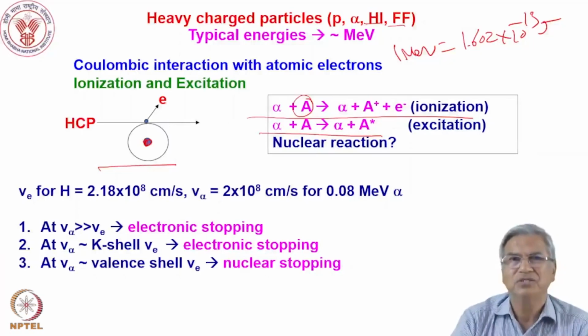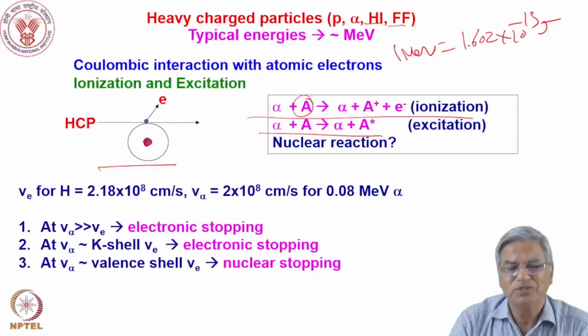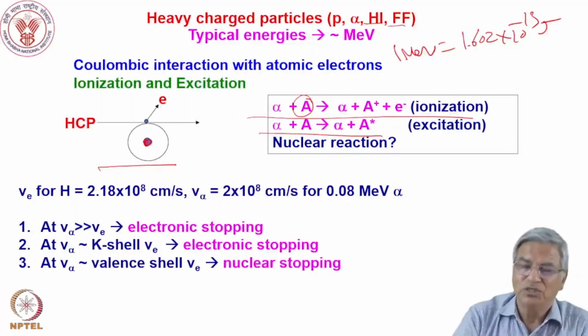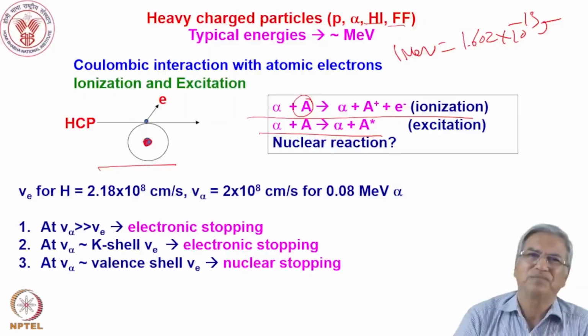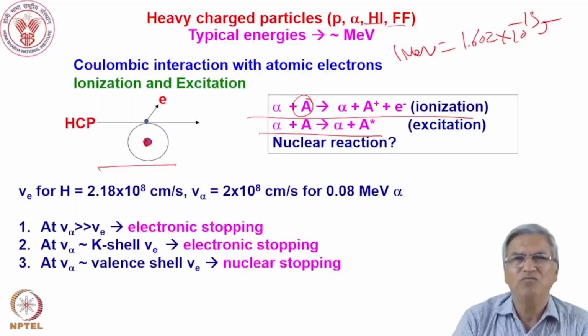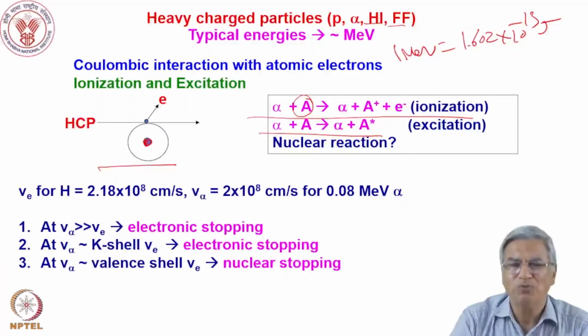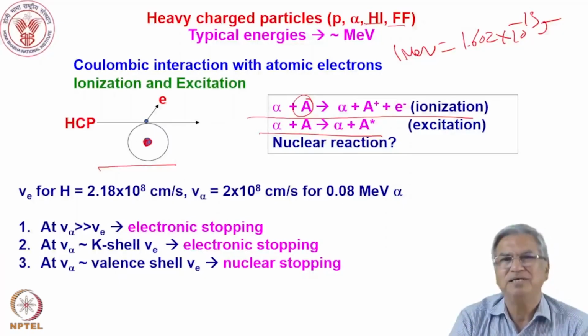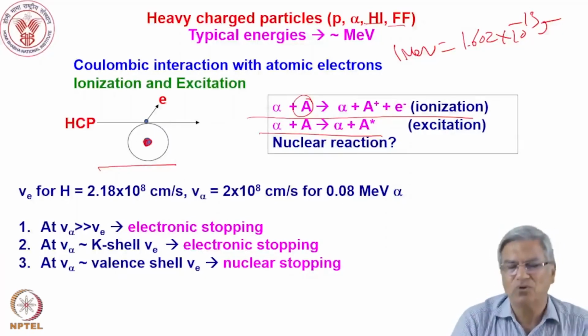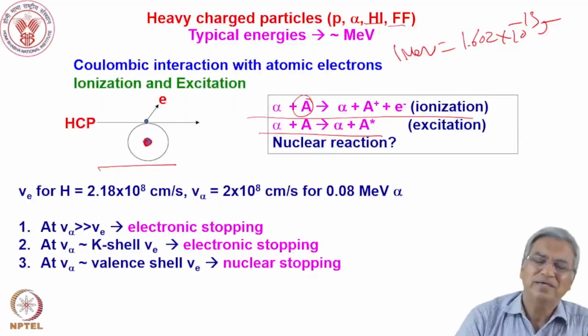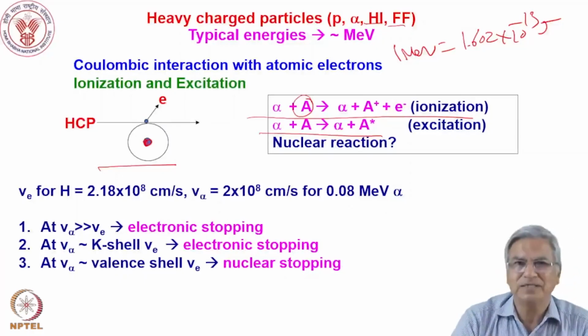Now you may ask why nuclear reaction cannot take place. As I discussed earlier, a nuclear reaction requires a certain Coulomb barrier to be crossed. First of all, the probability of interacting with the nucleus is very small because the nucleus occupies a very small volume in the material. Secondly, even if it collides with the nucleus, the energy of the heavy charged particle should be sufficiently high to cross the Coulomb barrier of the nucleus to induce any nuclear reaction.